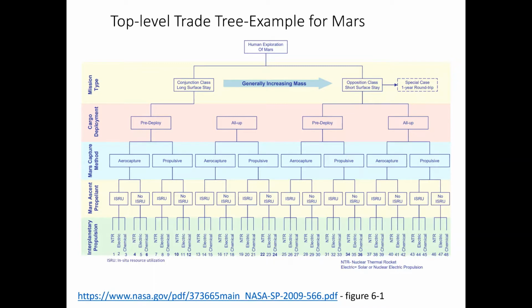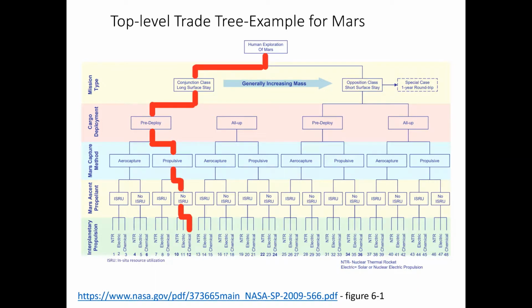If we were to try to perform a trade tree on all 48, this would take us a long time to actually perform a useful trade study. Comparing 48 different options becomes rather excessive. So instead of considering all 48 options, what we can actually do is look at example options to cover the whole of the trade tree space.